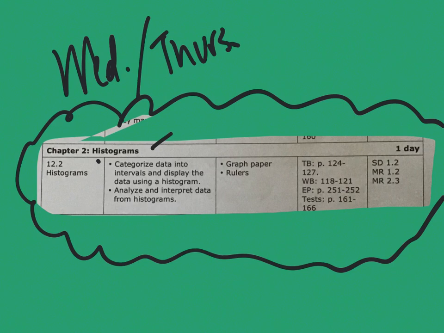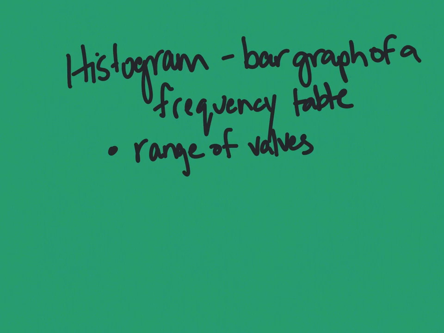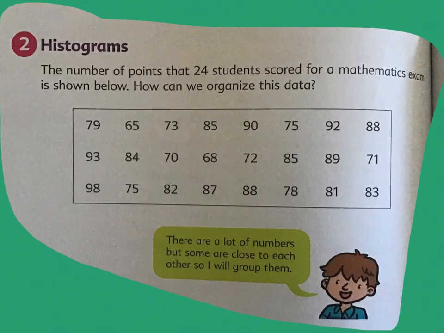In histograms, we categorize data into intervals and display the data using a histogram. We analyze and interpret data from histograms. All right, let me explain that. A histogram is a bar graph of a frequency table. There's going to be a range of values. Let's look at this one.